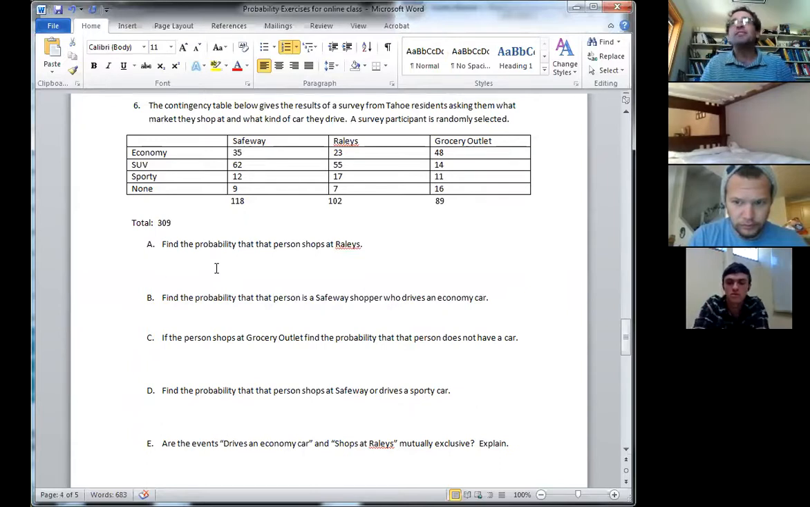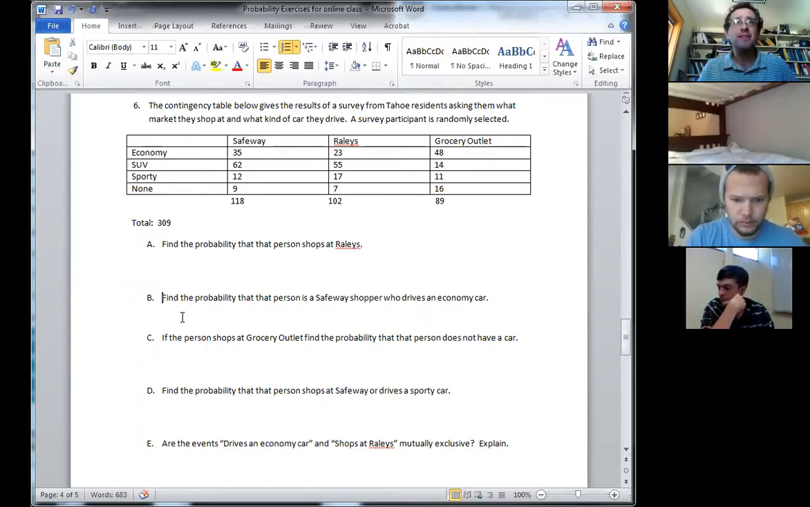Yeah, 102 out of 309. It's not 1 out of 102. It's 102 out of 309 because there are 102 Raley's shoppers and there were 309 in the sample. Any questions on that? Okay, next one. Find the probability that a person is a Safeway shopper who drives an economy car.